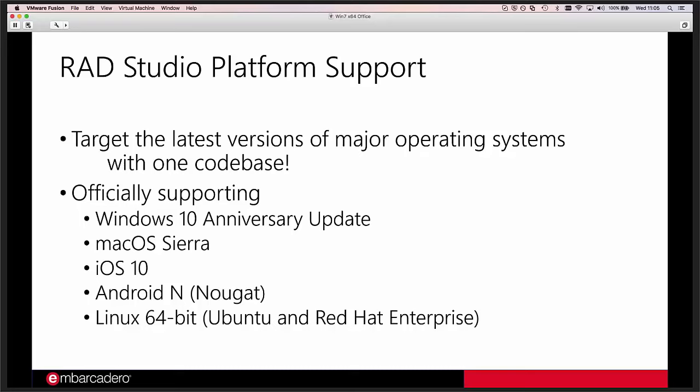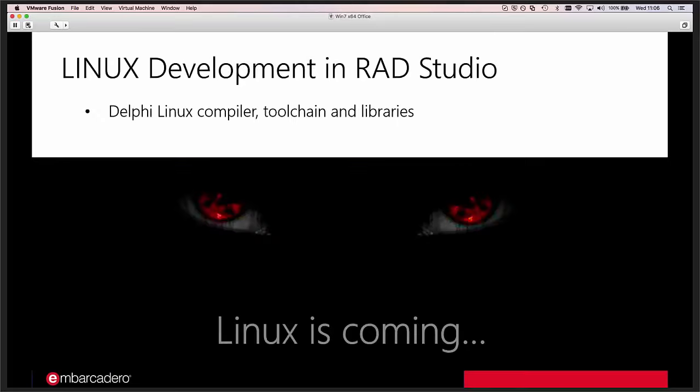We are going to talk a little bit more about Linux later. Right now, the first version of RAD Studio 10.2 supporting Linux is going to support Ubuntu and also Red Hat Enterprise. That's big news in the Delphi community and the C++ Builder community, that we are going to have a Delphi Linux compiler, toolchain, and everything around it. It's not only the compiler, it's also the debugger and all the tooling in the IDE to build Linux applications.